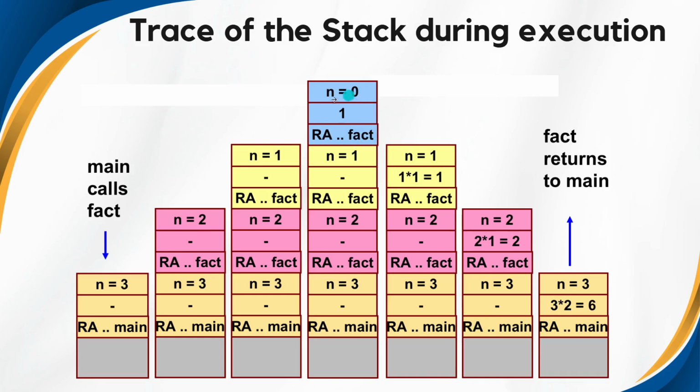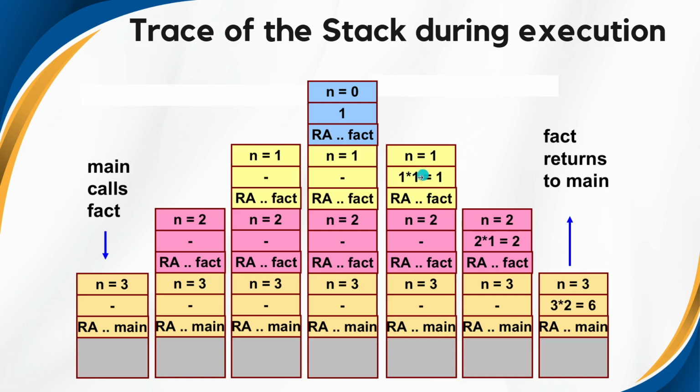But n equal to 0 is a base condition for which there is a return value. The return value is 1, that is what is being substituted here. And very well, the call was made from the factorial function, and so the return address is the factorial function itself. So now as this function is returning, this activation record will be popped from the stack, and this return value will be returned to this fact function. Just because the return address is the fact function, this value is returned to this place.